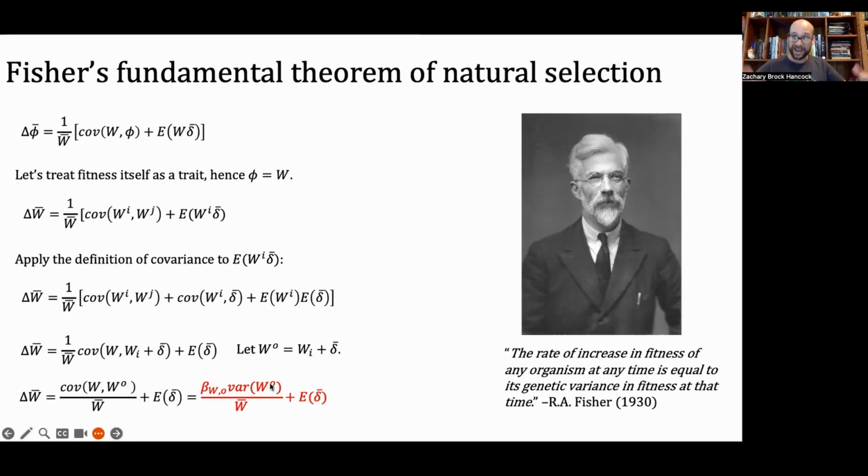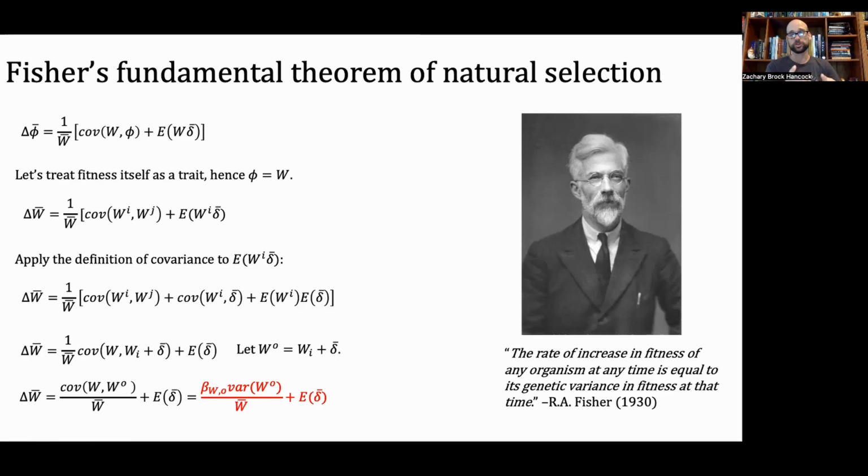This is the additive genetic variance. And we see that the additive genetic variance here is equal to the mean change in fitness here. Hence, the rate of increase in fitness of any organism at any time is equal to its additive (Fisher should have added "additive") genetic variance in fitness at that time. So here we are, a very, very simple derivation straight from the Price equation.